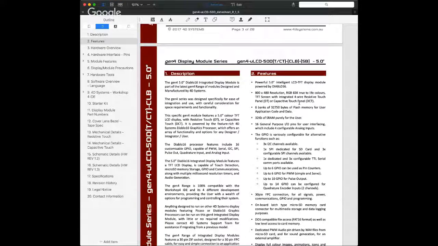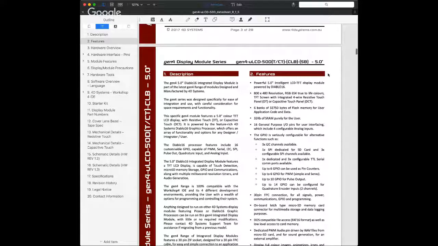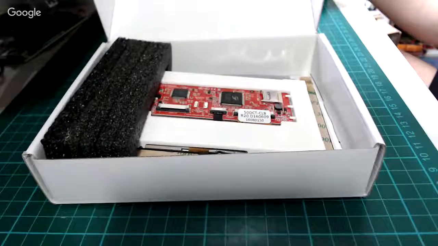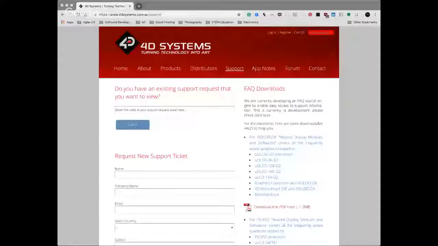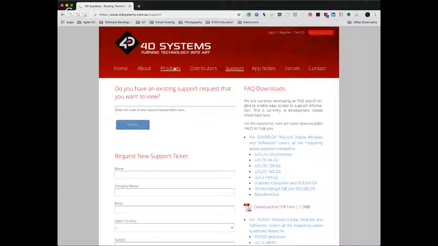Memory, all right, so 6 banks of 32 kilobytes. But let's take a look at the product page instead. Hang on, let me switch over to the product page. Okay, so let's look at products.